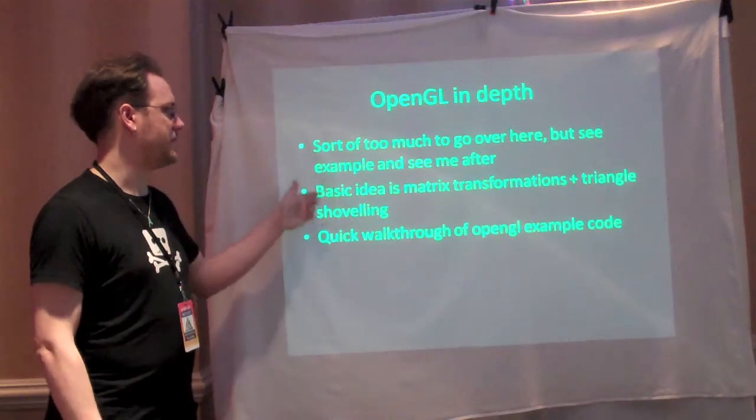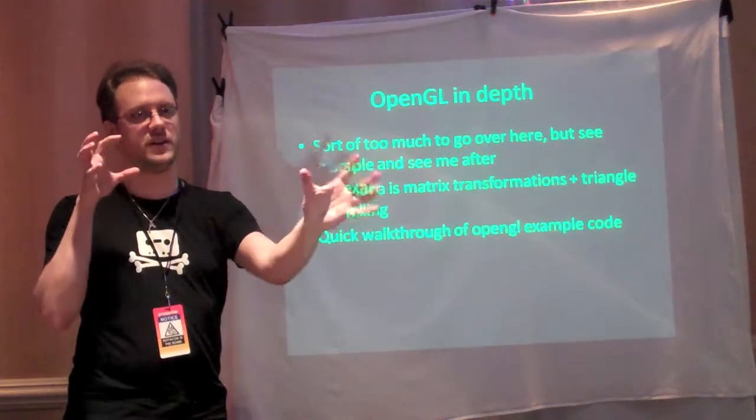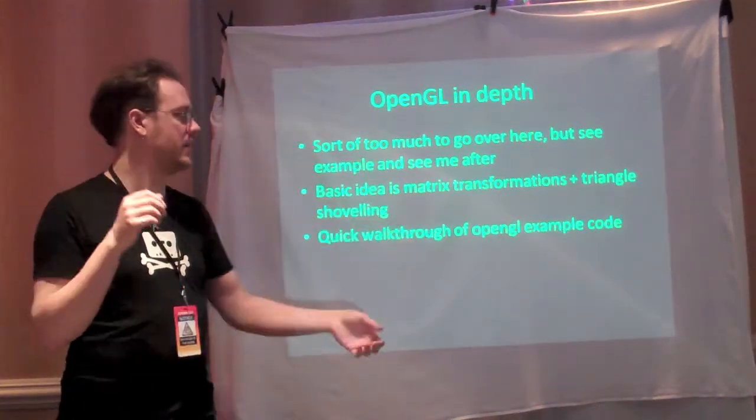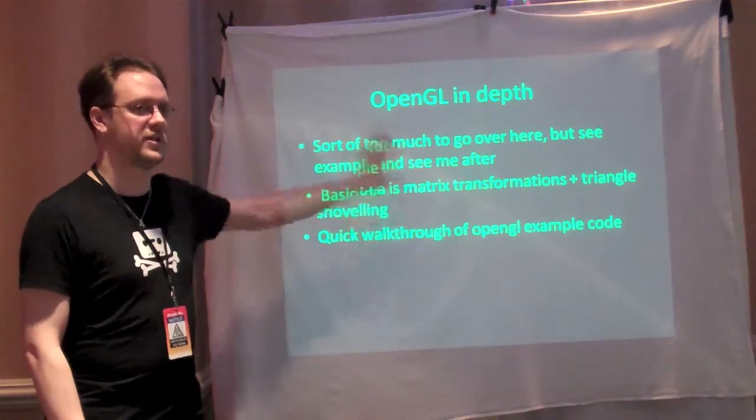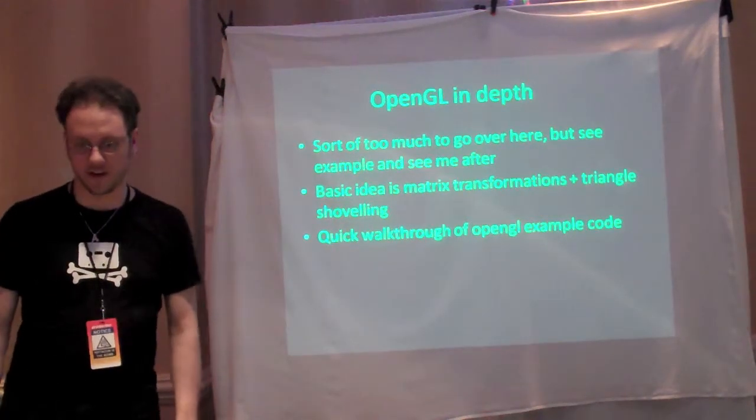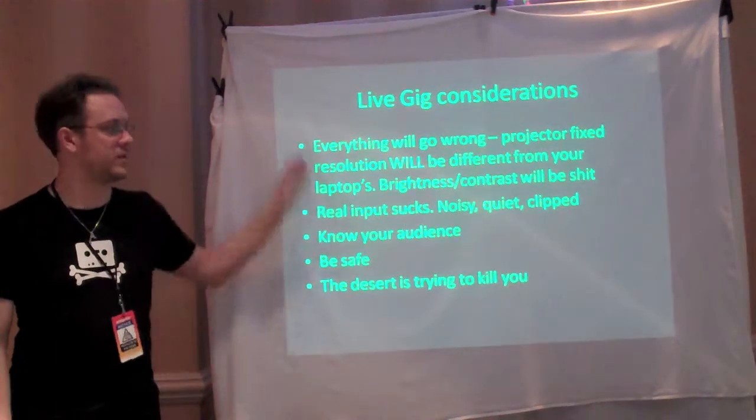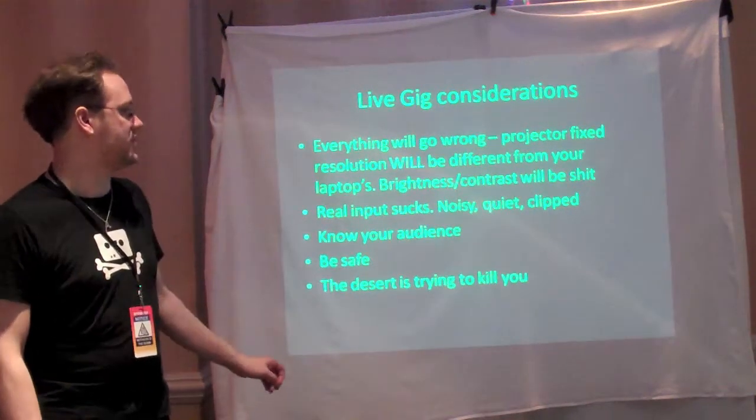The basic idea of OpenGL is you have matrix transformations which change the orientation of your camera or your model, and then you just shovel triangles at it. Each time you specify a vertex, you specify the materials and texture coordinates for that vertex. That's OpenGL. I'm not going to go through the code because I want to get through the live gig considerations, and there is a great deal of information to go with that.